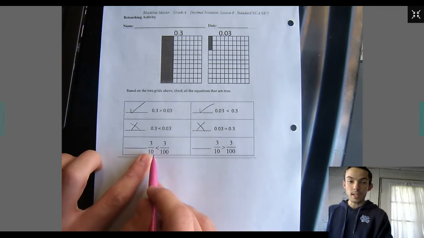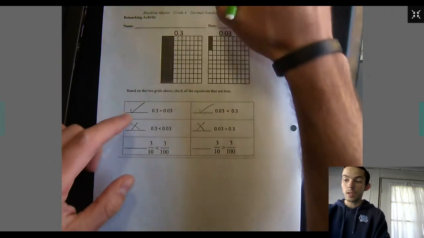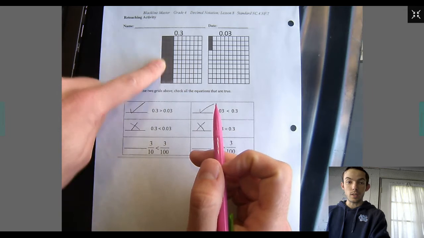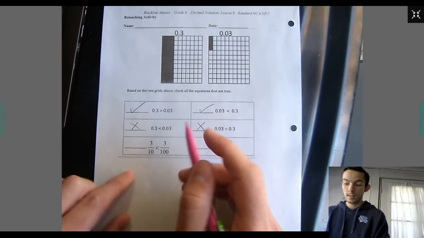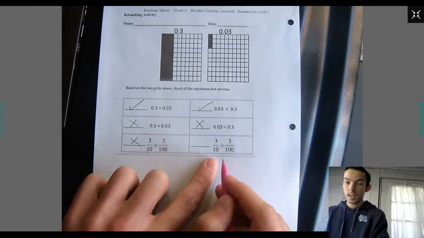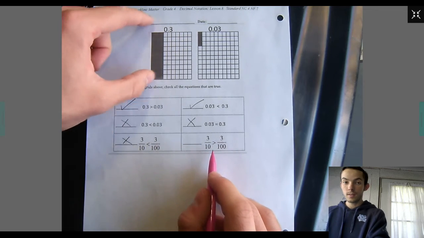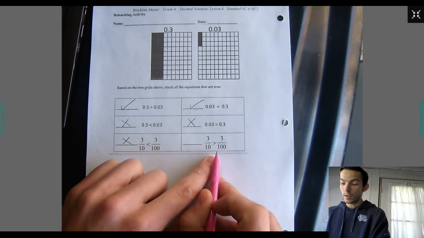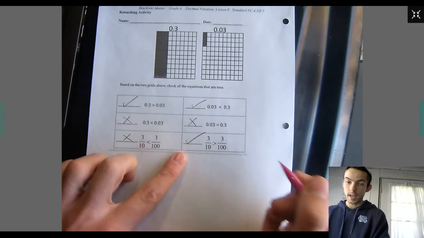Down here we have 3/10 as a fraction is less than 3/100. That also cannot be true because we see that 3/10 here is a greater amount than this 3/100. This is the same thing, just in a fraction form. So this is untrue. And here we have that flipped. This is what we want. 3/10 is greater than 3/100. So this would be a check.